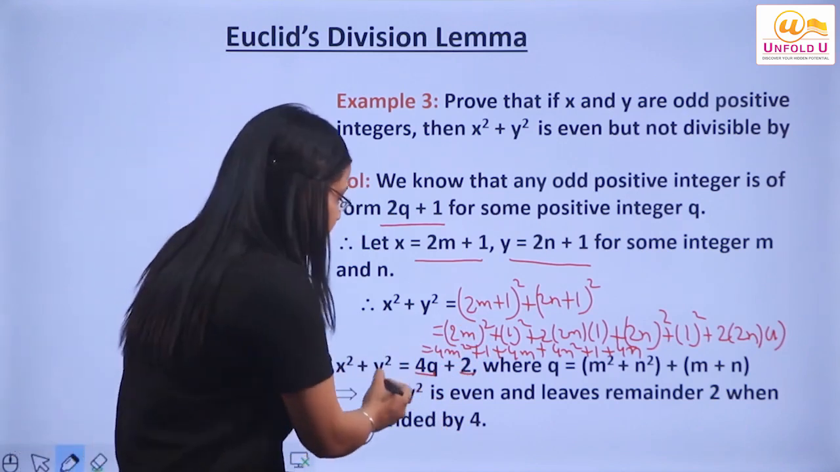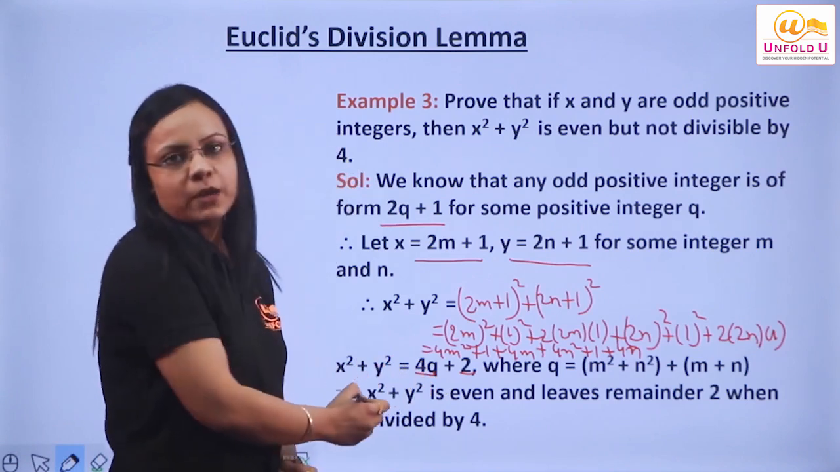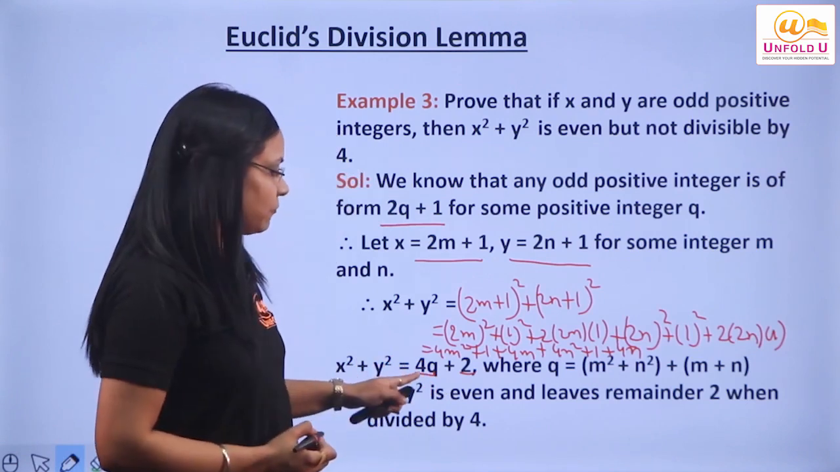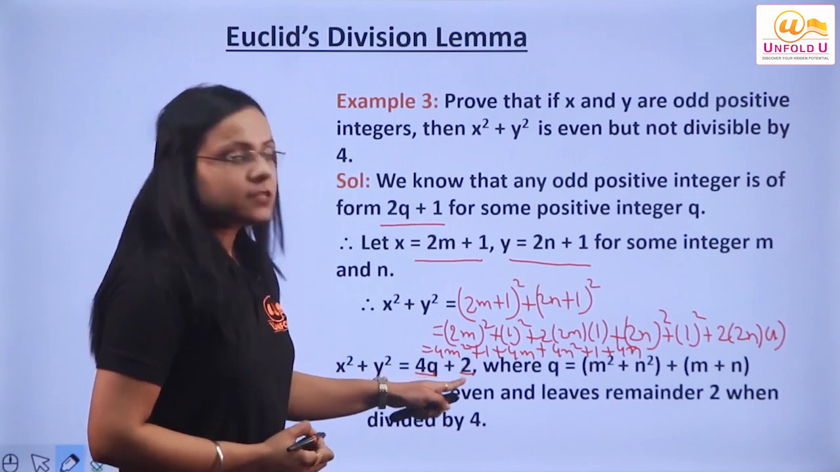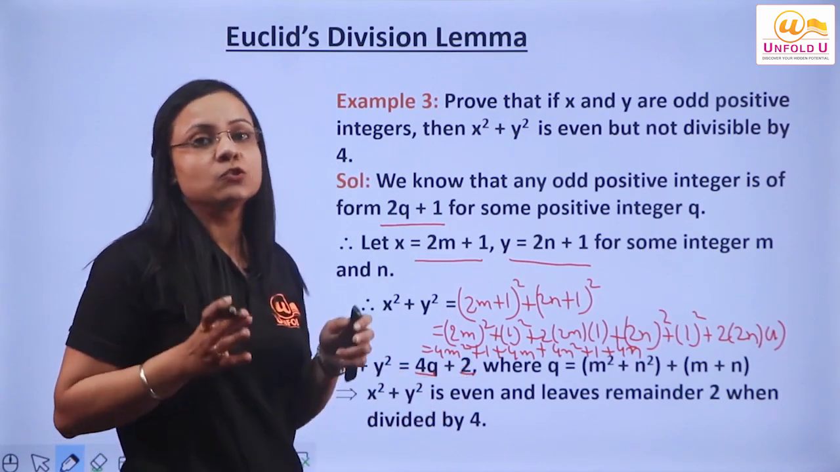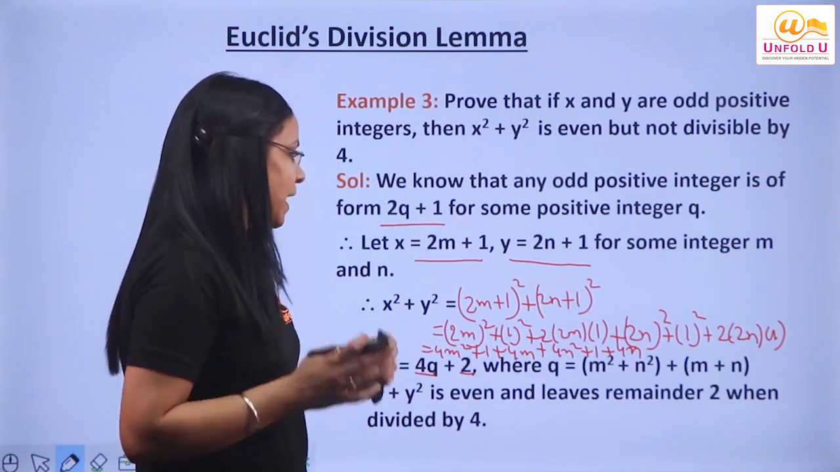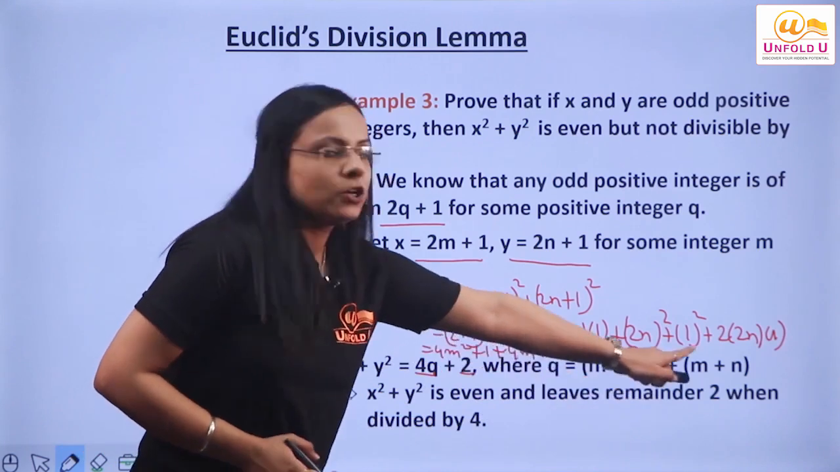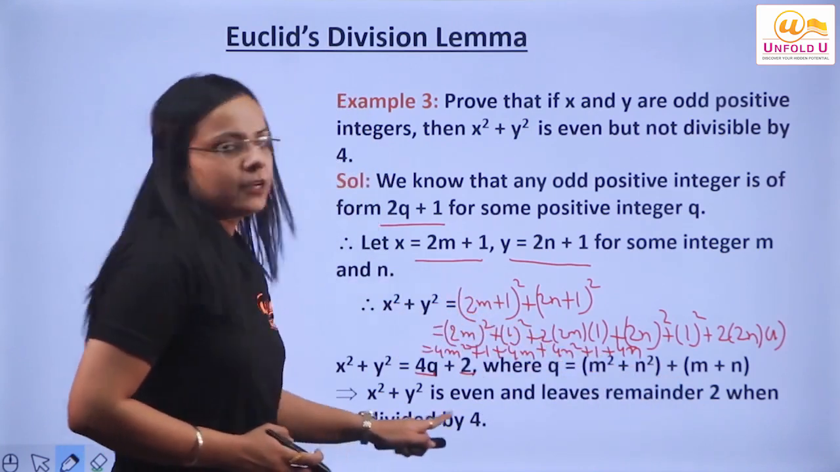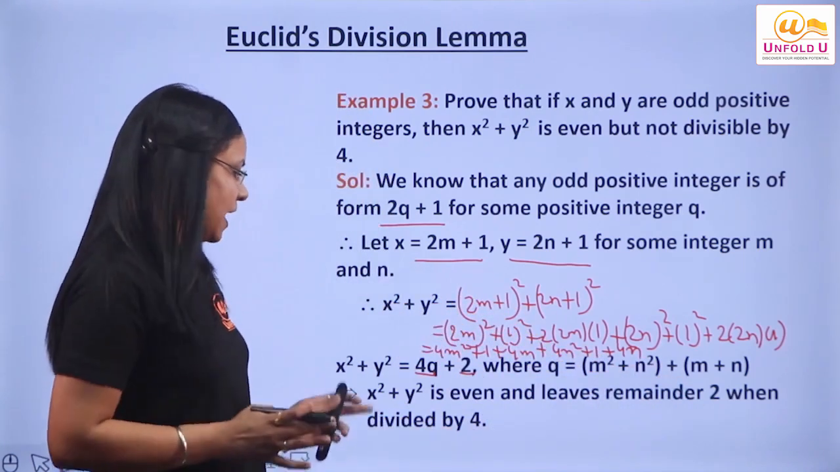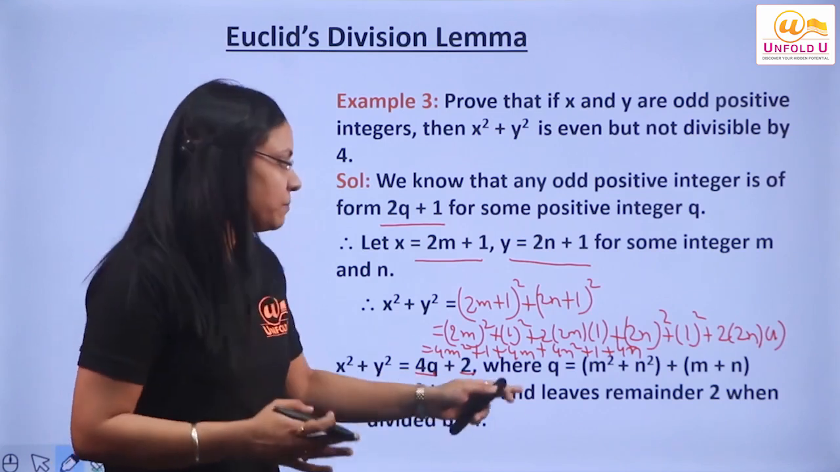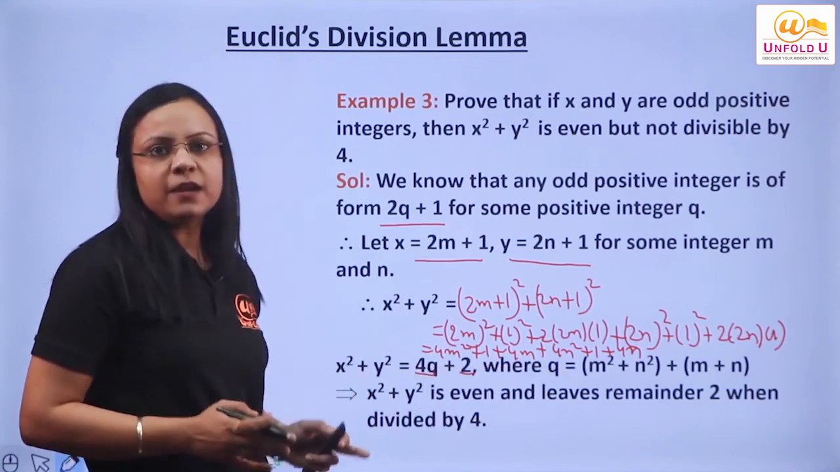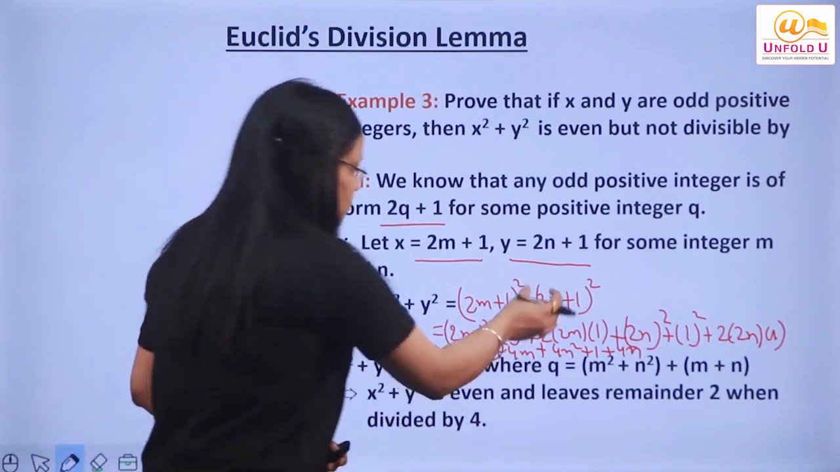Now when we divide x square plus y square by 4, this is what we are getting as a remainder. The remainder is 2. As the remainder is not equal to 0, we write that it leaves remainder 2 when divided by 4. So finally we have that x square plus y square is even and leaves remainder 2 when it is divided by 4. Hence we solve this question.